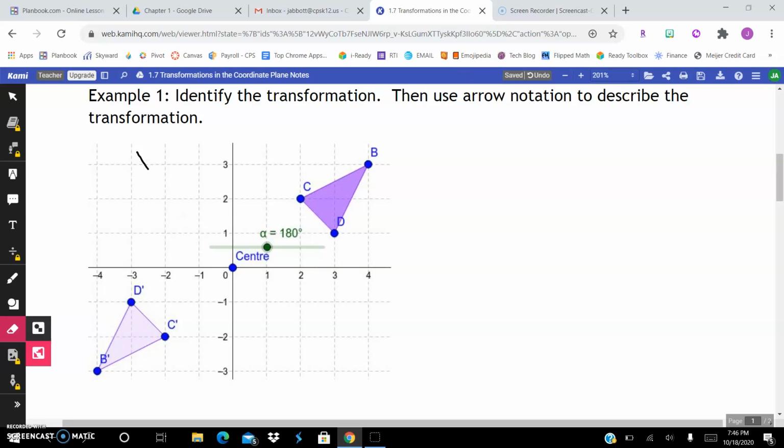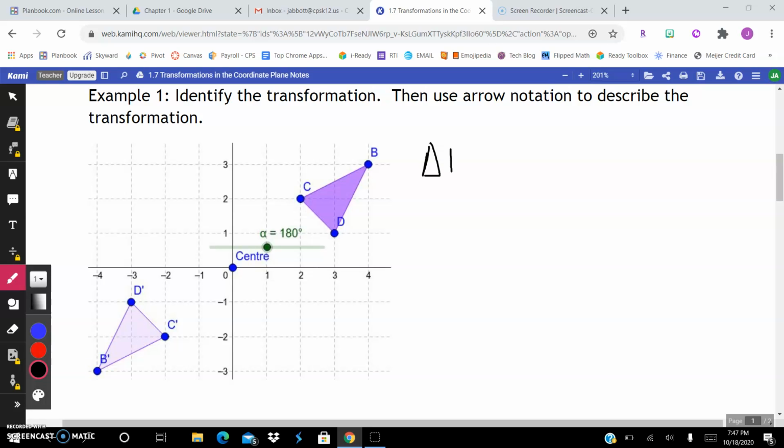It's not a translation, because a translation is just taking it and sliding it. We're not actually changing the location of the points. So this has to be a rotation. And if you took your paper and turned it 180 degrees, then you would have that same figure down there in the light purple. Now, what they mean by arrow notation is start off with your first triangle.